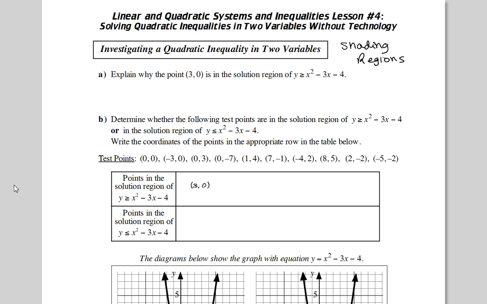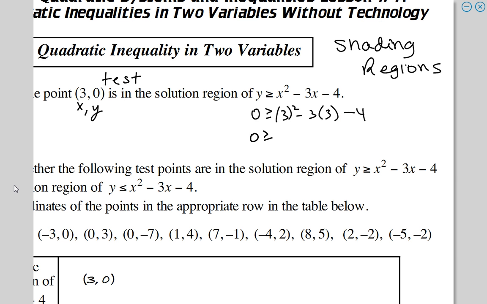It says explain why the point is in the solution region. Well, we just have to test. This is a test point. This is an x value, this is a y value. You're all familiar with that. So don't be afraid to pump it right into the equation. Y is 0, x is 3. Solving that, you get 9 minus 9 minus 4. 0 is greater or equal than negative 4.